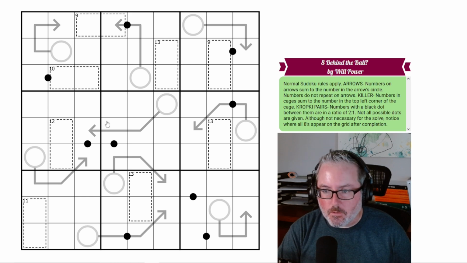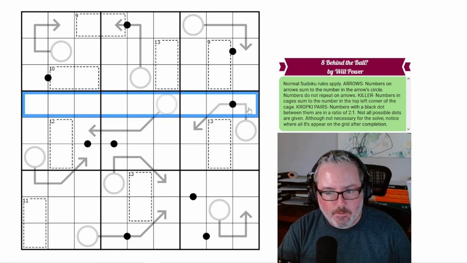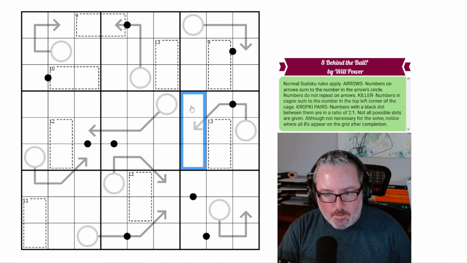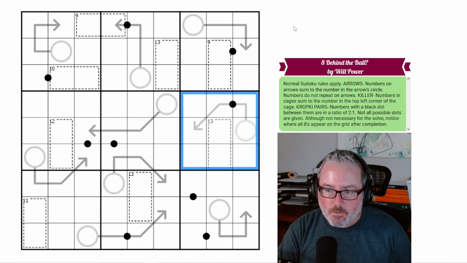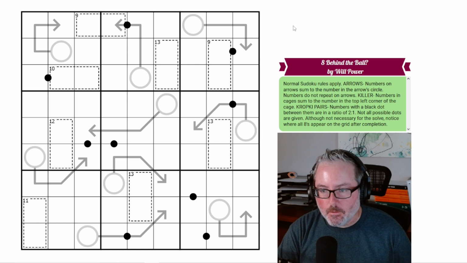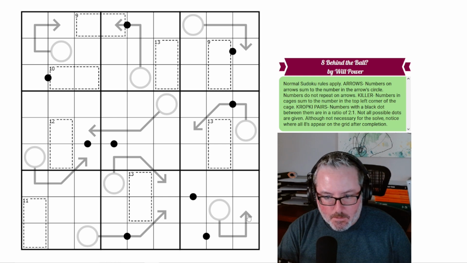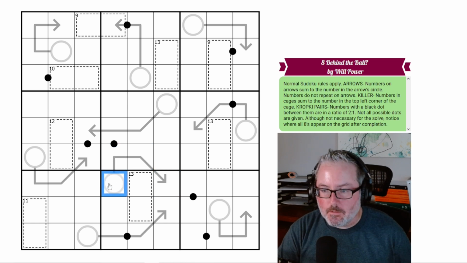So normal Sudoku rules apply. Every row, every column, and every 3x3 box contains the digits 1 through 9 once each. There are no repeats in those specific situations. Arrows: numbers on arrows sum to the number in the arrow's circle. So what that means is, let's say this one right here, these 3 digits, whatever they may be, when added together equal whatever's in the circle of that arrow.